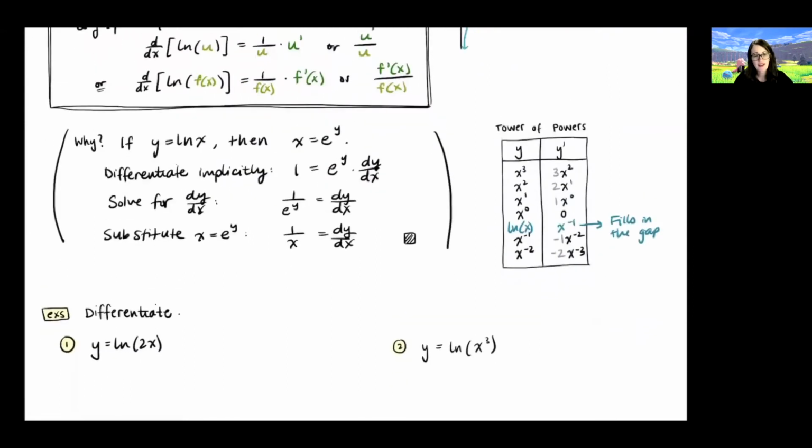Okay, so let's start with the natural log of 2x. Of course that is not just the natural log of x, so we have to use our rule with the chain rule. So let's say u equals 2x, and u prime, the derivative of that, is equal to 2.